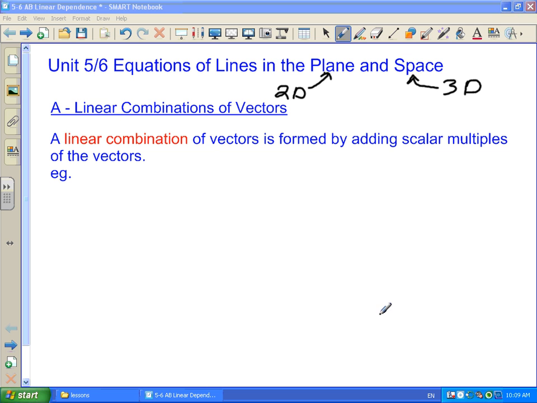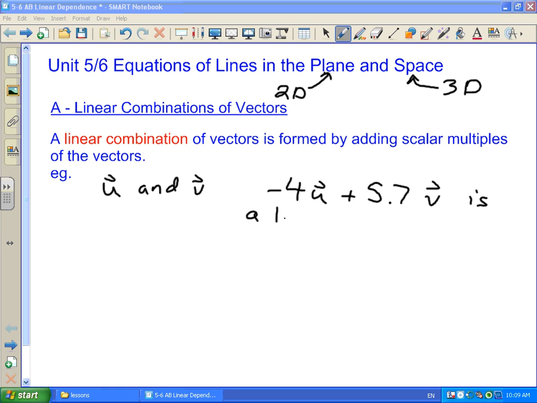So if I've got two vectors, u and v, and I want to form a linear combination of these, I can do something like -4 times u, add that to, I don't know, 5.7 times v. Okay? This would be a linear combination of these two, of u and v. So this is a linear combination of vectors u and v.